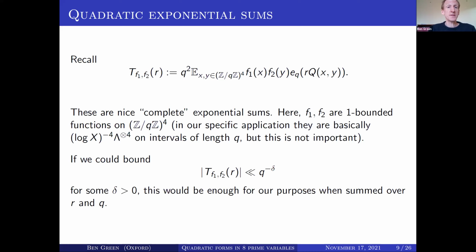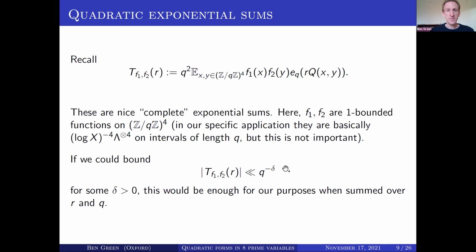Now, it turns out that if you could show the following bounds, if you could show that those exponential sums T were bounded by q to the minus delta for some positive delta, that would be enough to close the analysis and to get an asymptotic formula for quadratic forms in 8 prime variables. That's what comes out of quite a bit of fairly standard analysis. You want a bound like this.